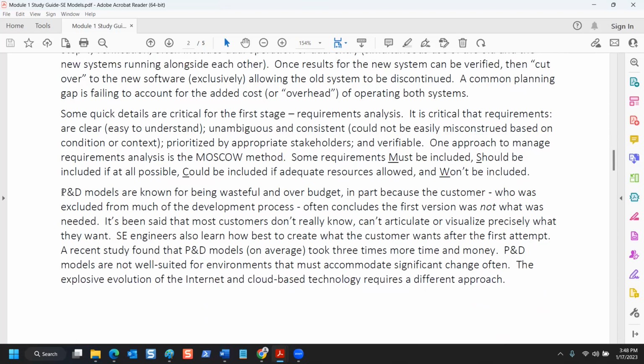Planning and document models or legacy models are known for being wasteful and over budget, in part because the customer who was excluded from much of the development process often concludes the first version was not what they needed. They say, oh, well, yeah, we helped you with the criteria for the solution, but that's not how we expected it would look on the screen. That's not what we need. No, it doesn't. It has to work differently, right?